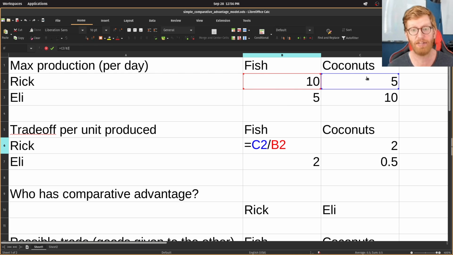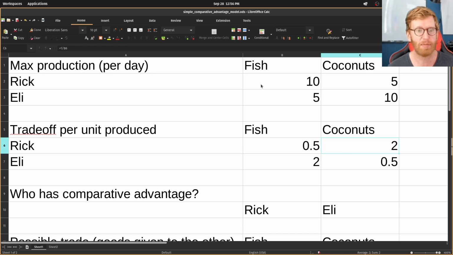So that's what the formula here is saying. The cost of 10 fish is 5 coconuts. The cost per fish is 5 coconuts divided by these 10 fish. And we're going to have similar things in all of these. This is just the reciprocal, but I could have done the same thing by saying the cost of 5 coconuts is 10 fish. The cost per coconut is 10 divided by 5, which is 2 fish.